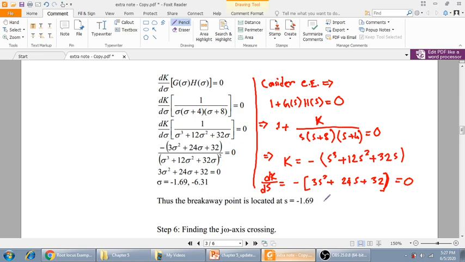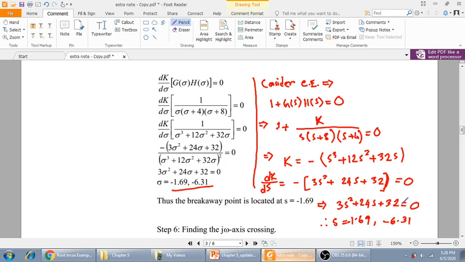If you differentiate this term and set it equal to 0, then you will get 3s square plus 24s plus 32 equals 0. This is a quadratic equation, and you can find the two values: minus 1.69, and another one, minus 6.31. So we will get 2 points. Okay, we get 2 points.